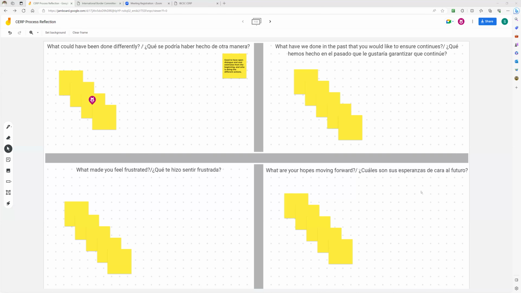Buenas tardes. Yo quisiera compartir, nomás que no sé si me oyen porque está un poquito lento mi internet. ¿Sí me escuchan? Yes, sí. Ah, ok.